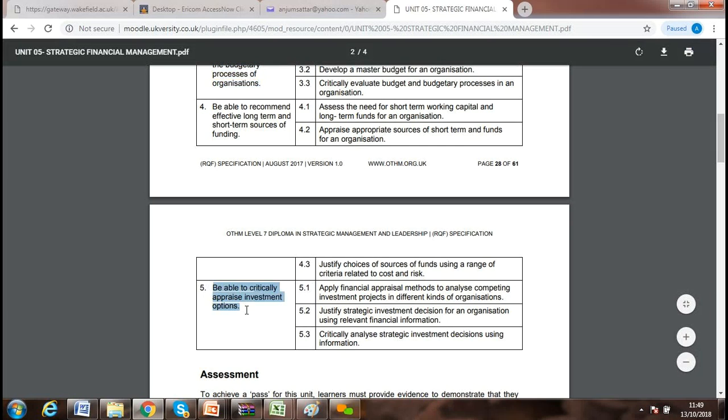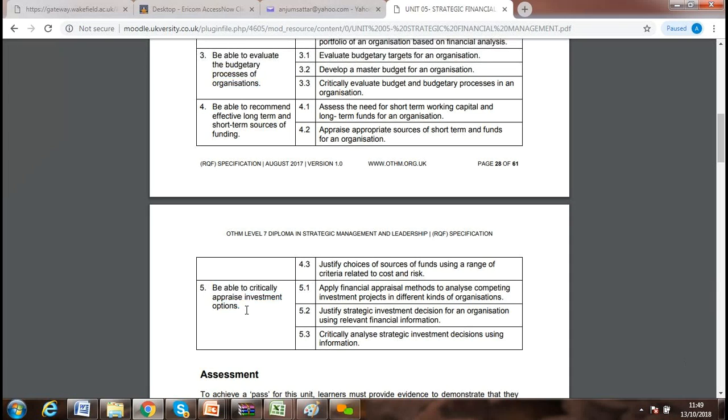And the last but not least lesson will go through: be able to critically appraise. A couple of us are working in different organizations. We do appraisals at the end of the year, checking the performance, both individual and organizational. Under this learning outcome, we'll discuss how we can appraise different projects, and why we invest in different projects on the basis of our investment appraisal, which we'll use during our lesson.